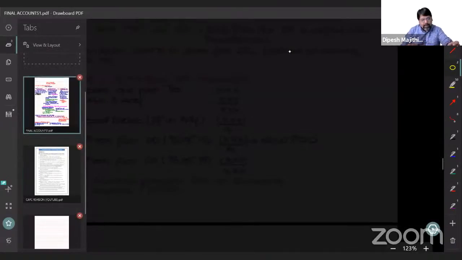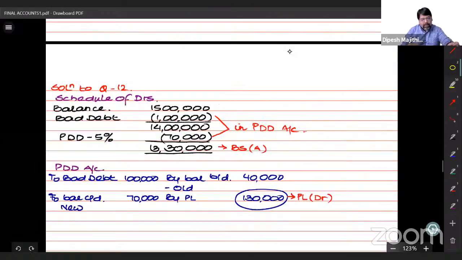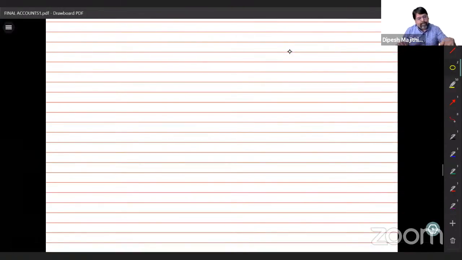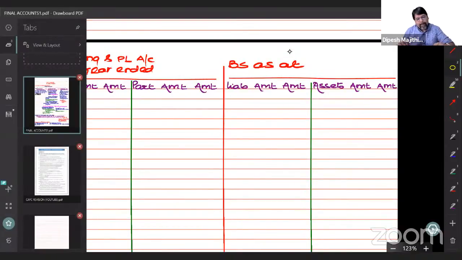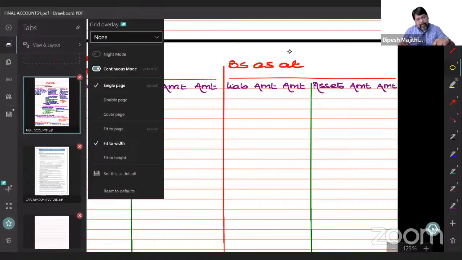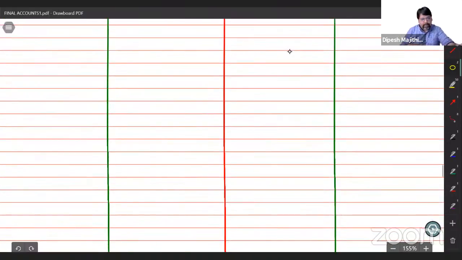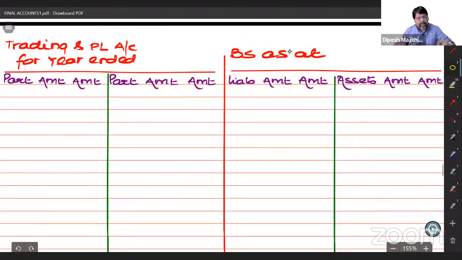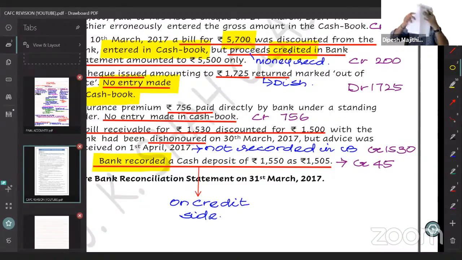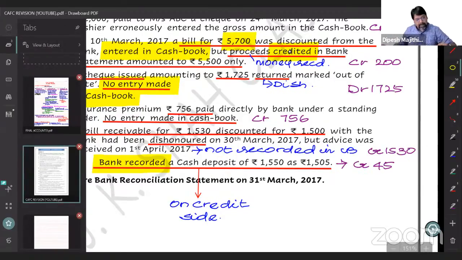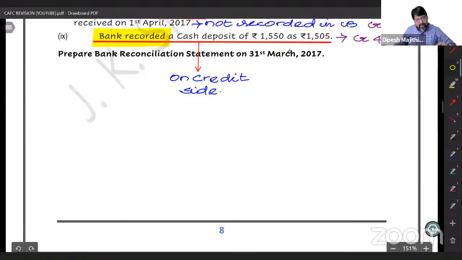Now charted, so we are done with all the adjustments. Okay, this is the format. Now, before going, let's solve one question on final accounts, which is there on page number 11.